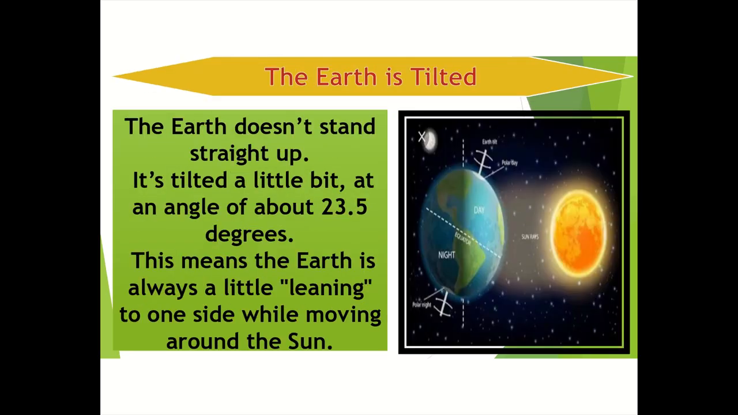The Earth is tilted. The Earth doesn't stand straight up. It's tilted a little bit, at an angle of about 23.5 degrees. This means the Earth is always a little leaning to one side while moving around the Sun.